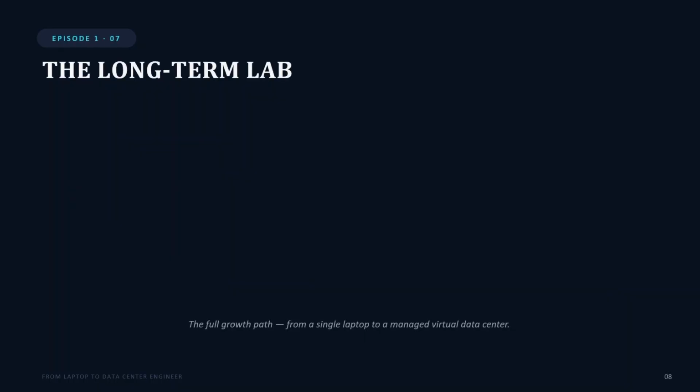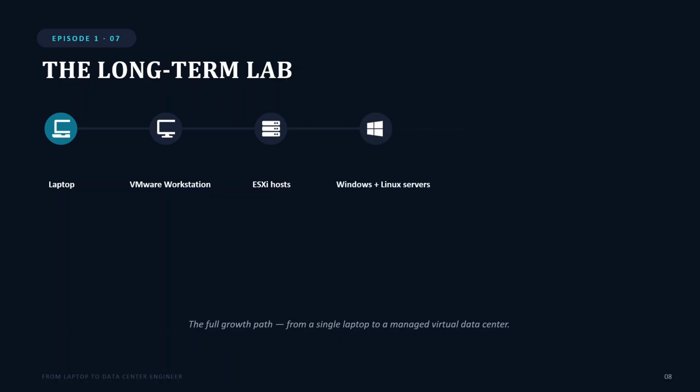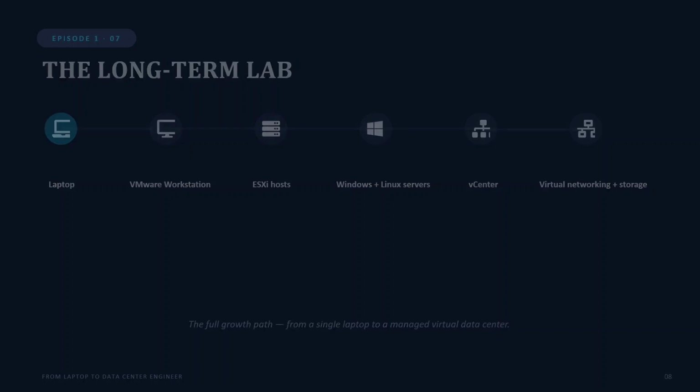This is where we're eventually heading. We're going to start with a single virtualized host. Then we'll learn how virtual machines work. We'll build Windows and Linux servers. We'll learn virtual networking and introduce centralized management. We'll learn about clusters, high availability, resource management, and migration. We'll also study storage, monitoring, backup, and automation. Eventually, we'll try to simulate multiple infrastructure components. But we're not going to build all of this today. We're going to build it step by step.